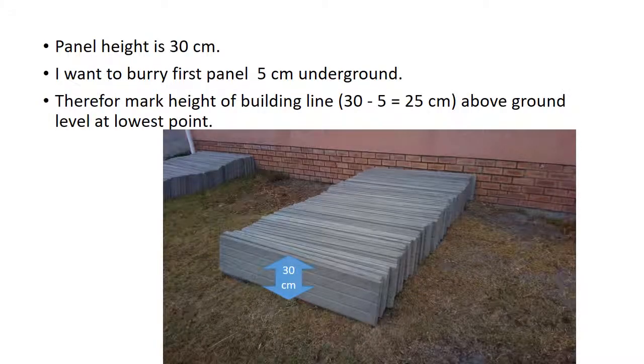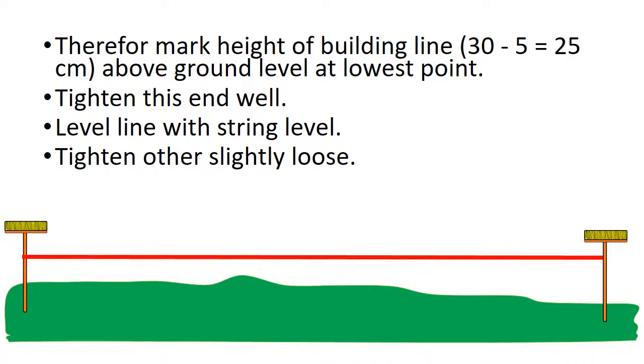Now the panel height is 30 centimeter. It is not around, it is exactly 30 centimeter. And because I want to bury the first panel 5 centimeter underground, I will mark the height of the building line that I will first put there. I'll determine the height of about 25 centimeters above the ground level at the lowest point. And there it is.